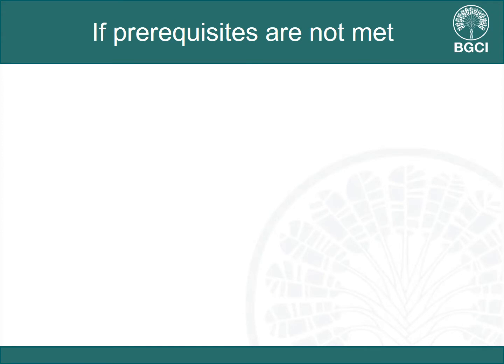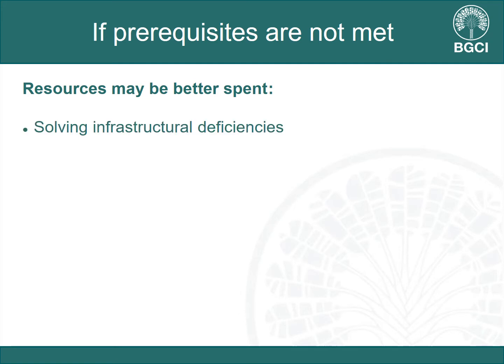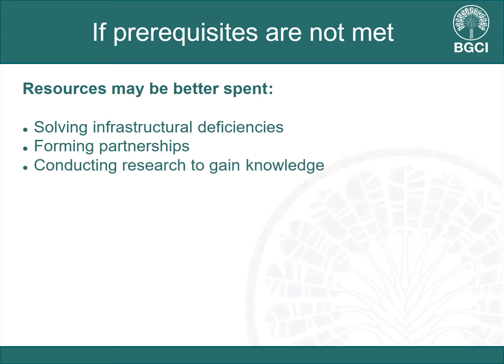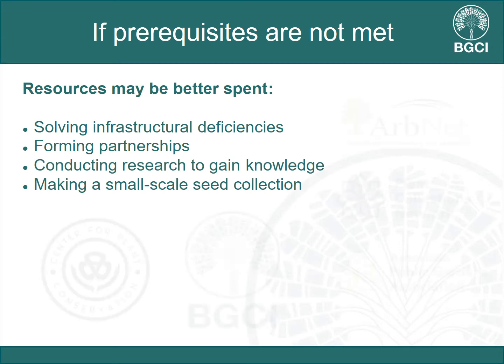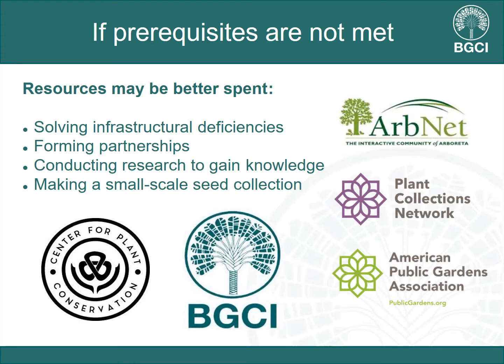If you don't have these prerequisites, resources can be spent to prepare for future collections. You can spend your time and money working on improving equipment and infrastructure, forming collaborations with other gardens with whom you can share the effort and share expertise, or performing the basic research necessary to gain knowledge that will help your species of concern, such as collecting some seed to test germination requirements. All this work leads to seed conservation in the long term even if you are not able to do seed collections immediately. Shown here are logos of several organizations who can help provide partnership or other support.